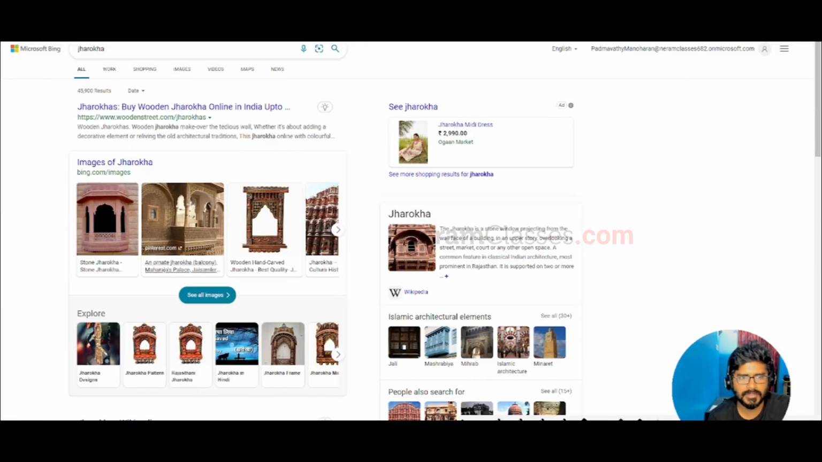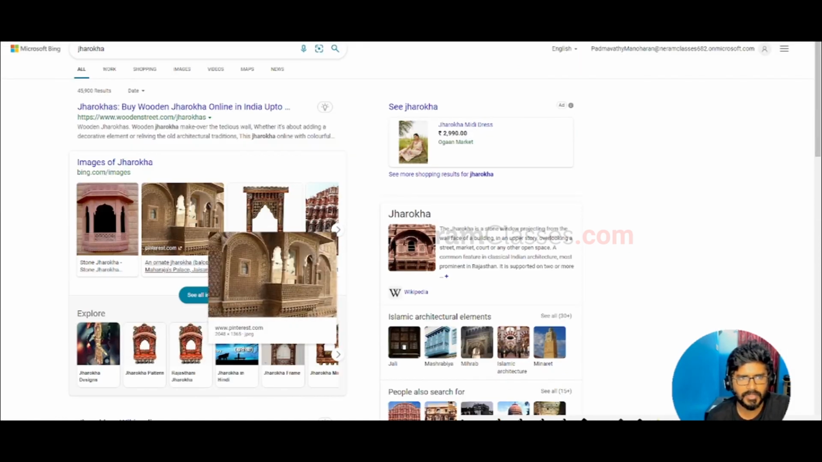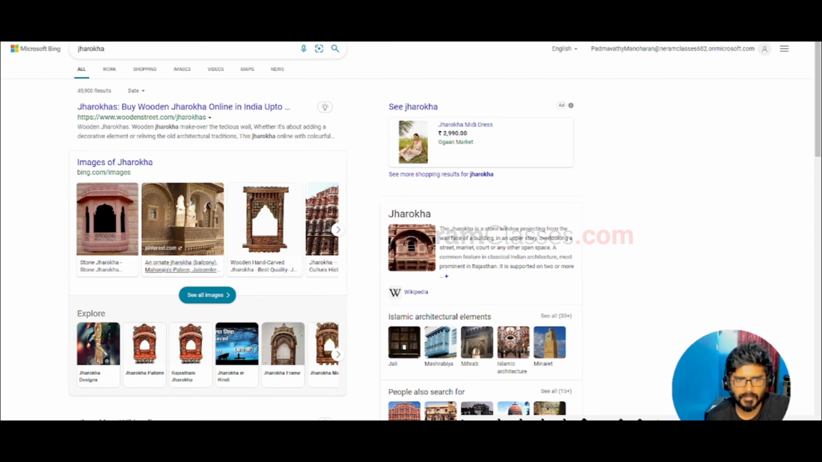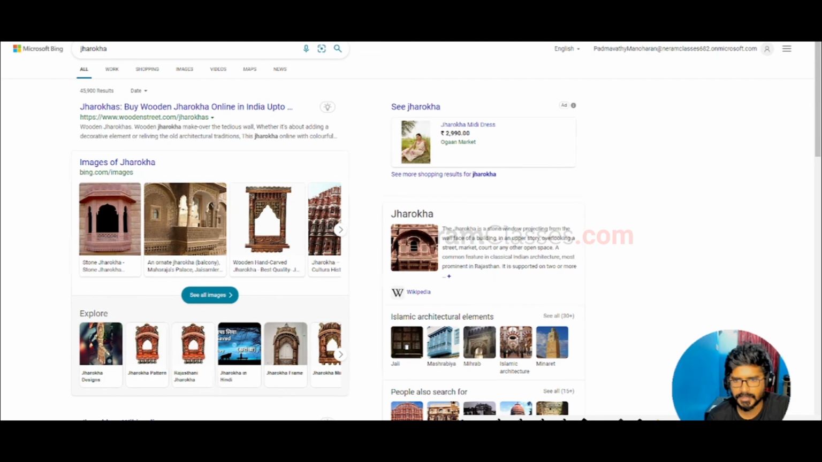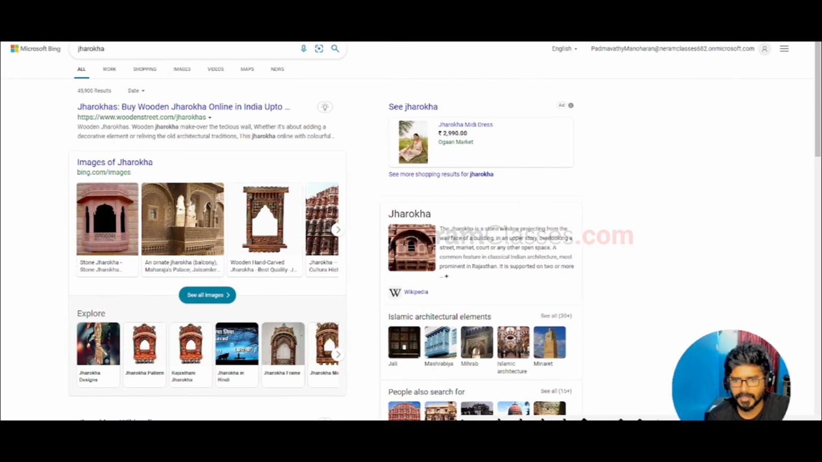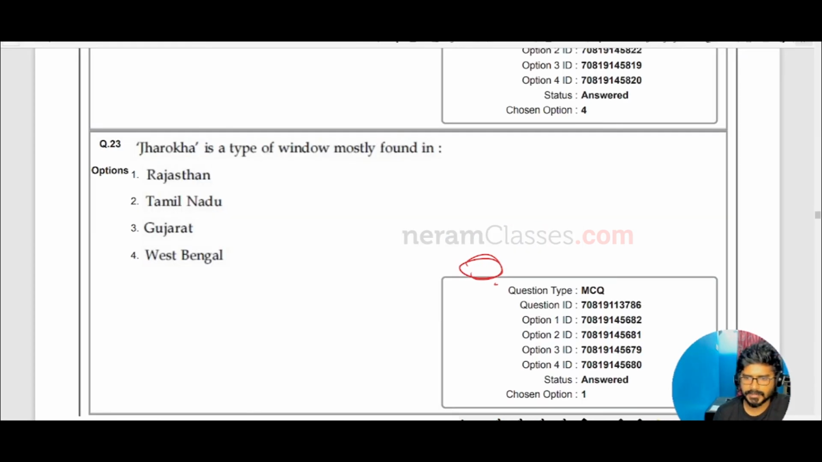Here I'll show you, this is a Jharokha, this particular projected kind of balcony. It's there in Rajasthan, prominent in Rajasthan. So Jharokha is a window which is prominent in Rajasthan. So the answer for this is option 1.